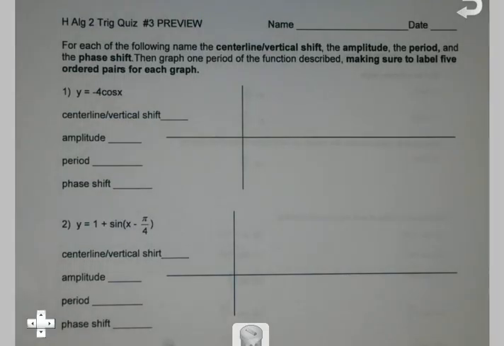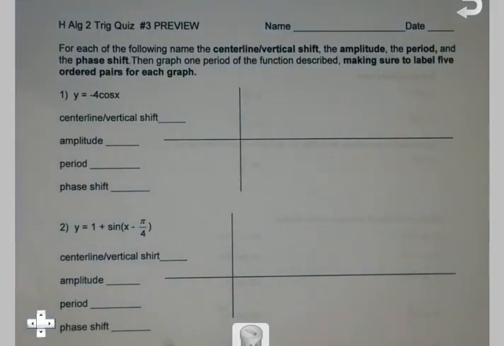Okay, so trig quiz 3 again, kind of important. You did this right. If you didn't, well, sucks to be you.